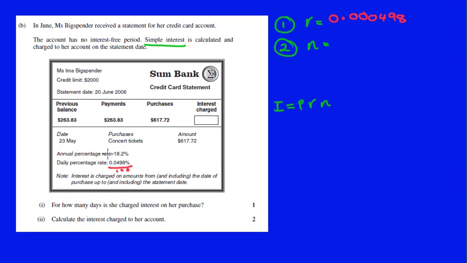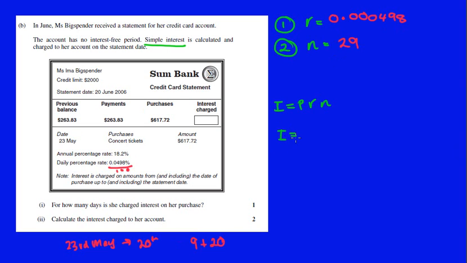My N, okay, so we need to figure out, it's the 23rd of May, and we're going to pay it off on the 20th of June. 30 days has September, April, June, and November. Okay, there are 31 days in May. So 23rd, 24th, 25th, 26th, 27th, 28th, 29th, 30th, 31st. So that brings up 9 days in May, plus my 20 days in June, which gives me an N value of 29. Okay, pretty much nearly there.